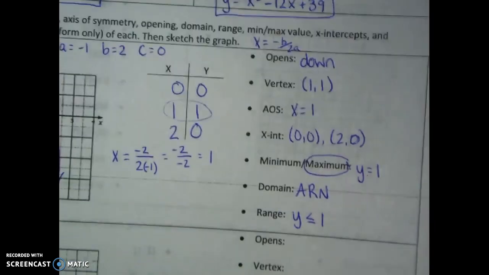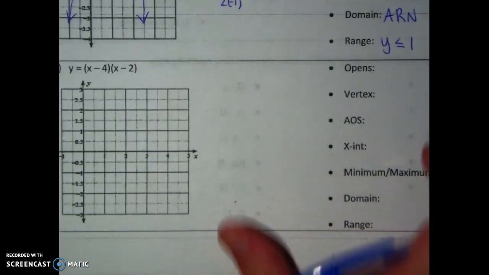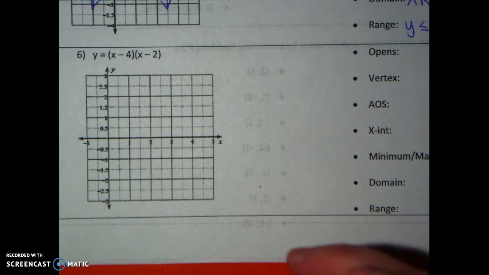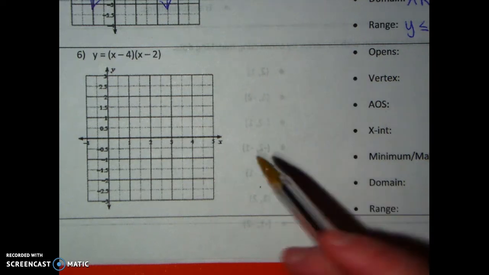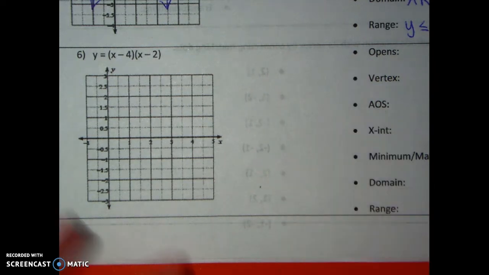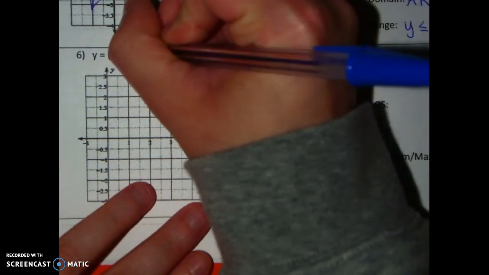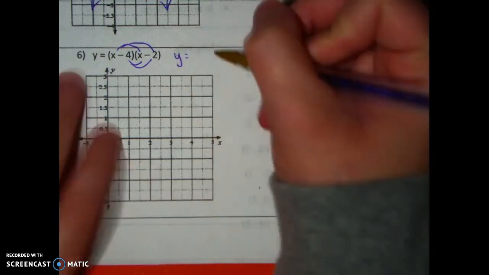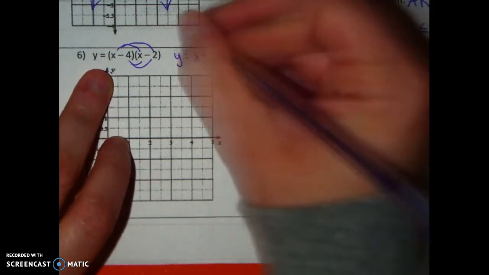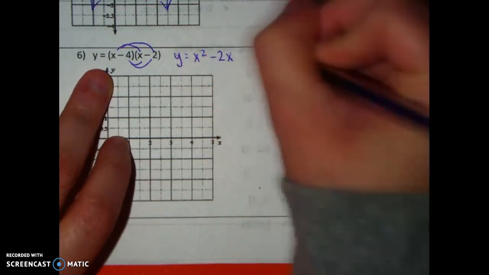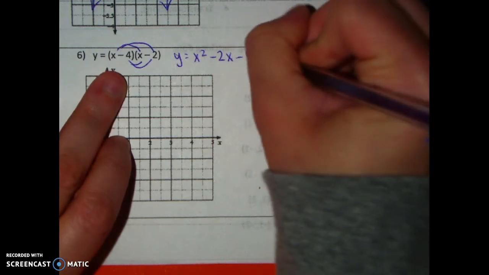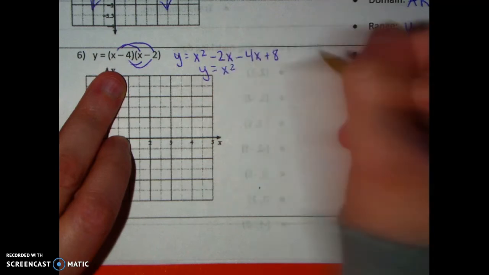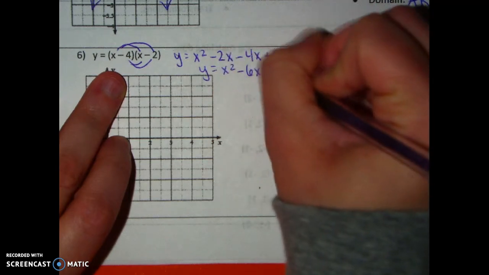Okay, let's look at number 6. Number 6, I know I originally told you to add them up, divide by 2, and all that fun stuff, but we're just going to multiply it out and make a table of values. So if I multiply this out, I get y equals x squared minus 2x minus 4x plus 8, and that will be y equals x squared minus 6x plus 8.